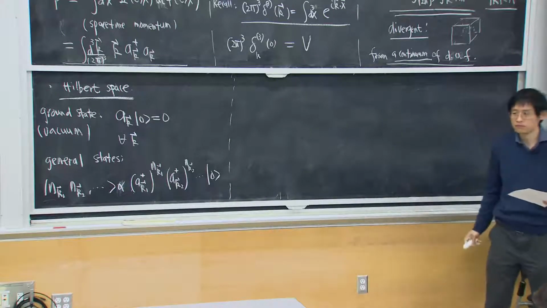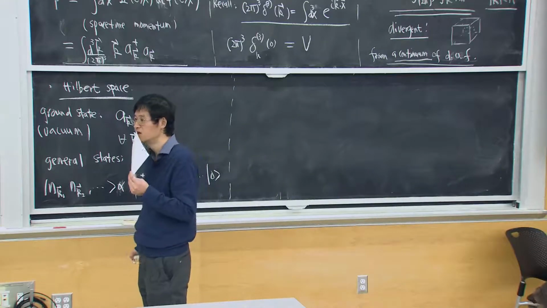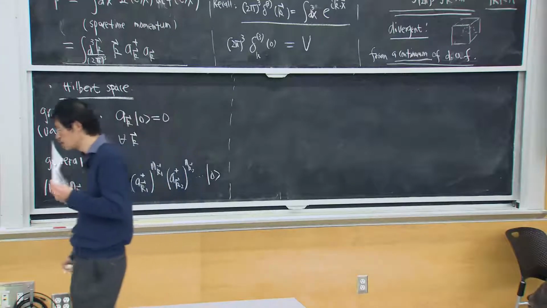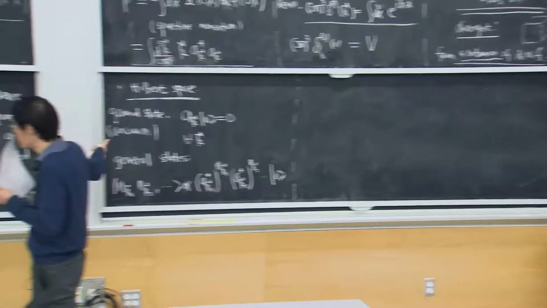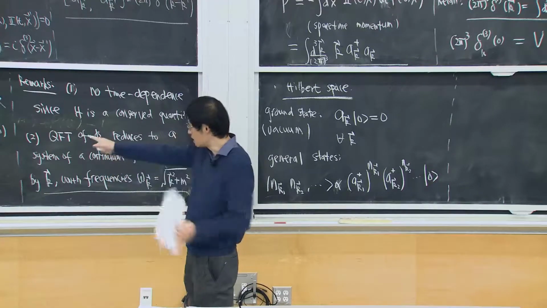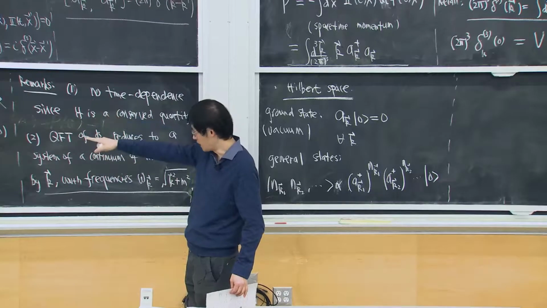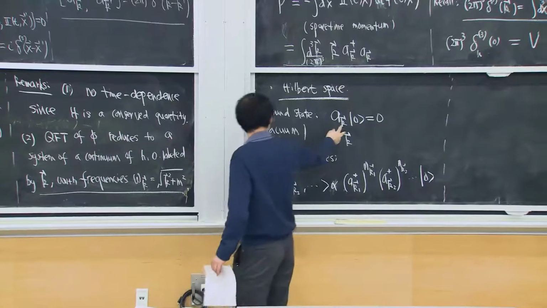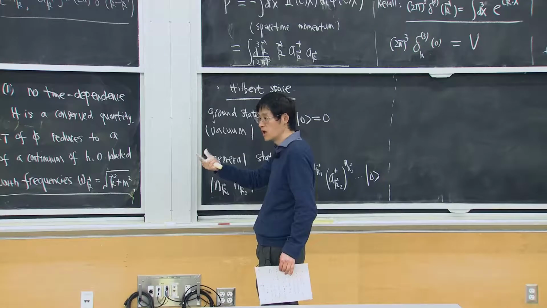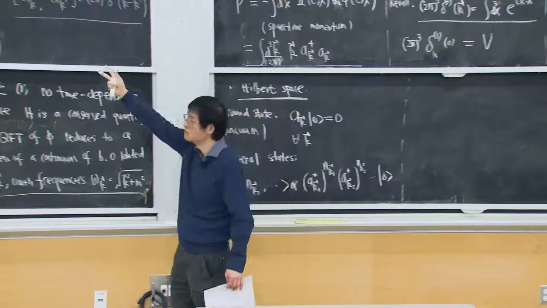Questions on this? Yes? How do you know there exists some state that's annihilated by every single annihilation operator? Or you postulate. Yeah, you postulate, but you can actually write it down. You can actually write down its wave function, just as in the standard harmonic oscillator case. You can start from this equation to write down its wave function. And here you can write down the wave function for the vacuum state too, in terms of phi. Okay.